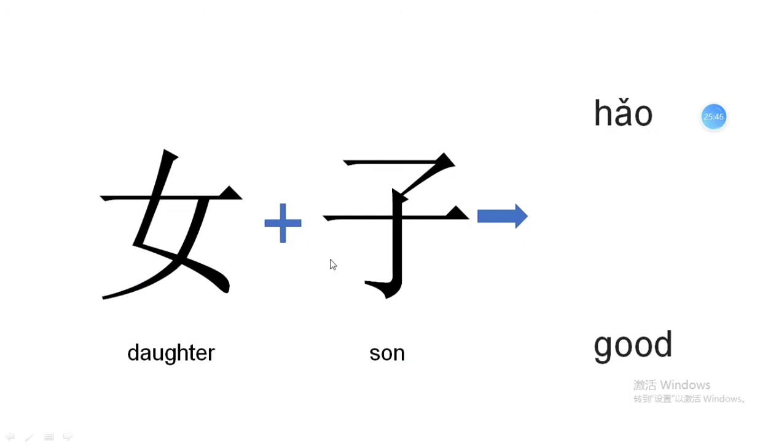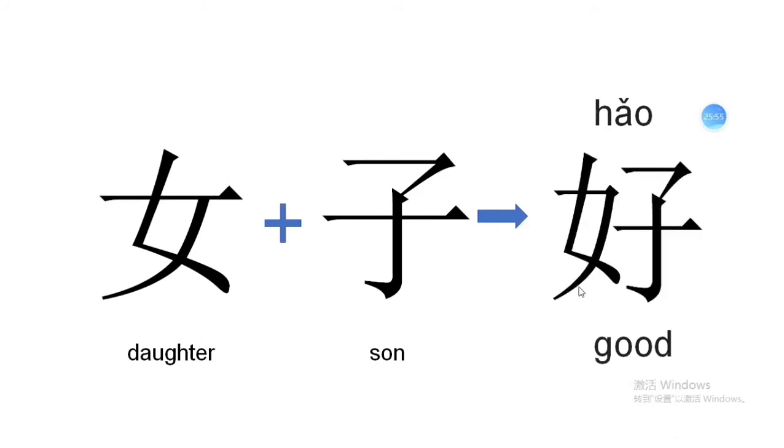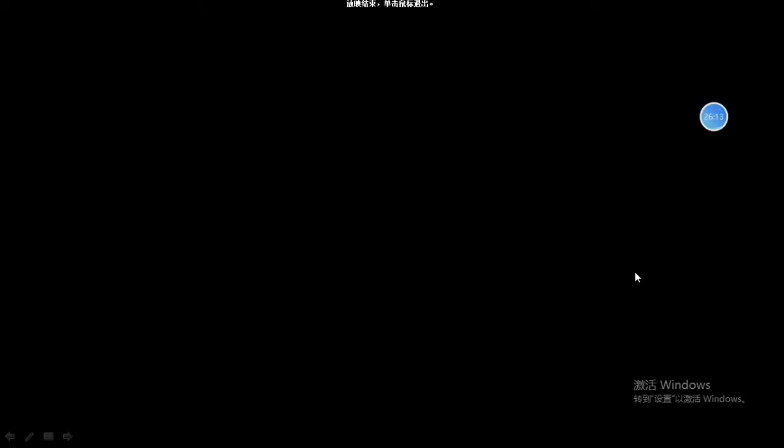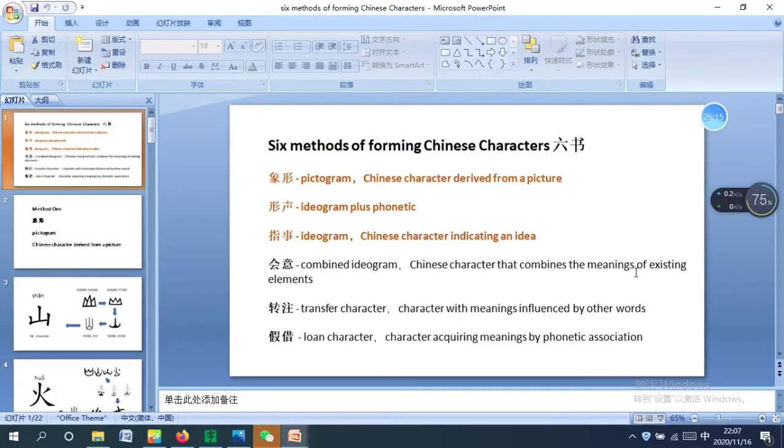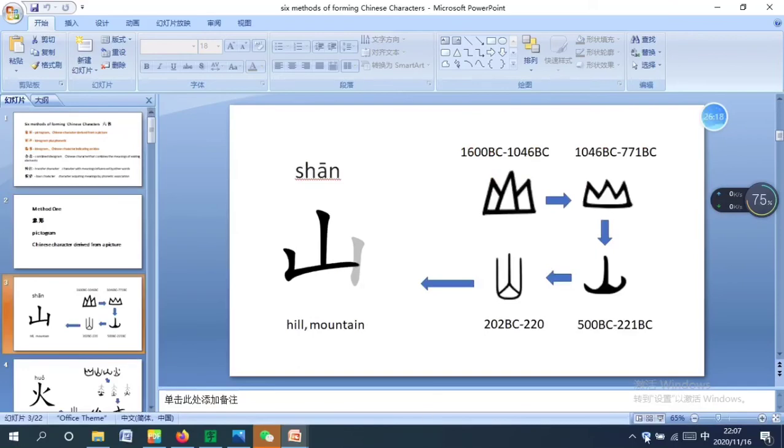And this one. 女, we know it means daughter. 子, it means son. 女 plus 子, it means good. Okay, good. So if your parents, you have a daughter and you have a son, it must be a very good combination. So it means good. Okay, good. 好. 好 means good. 你好 means are you good? Are you okay? Okay, so that's all the method for the forming of Chinese characters.